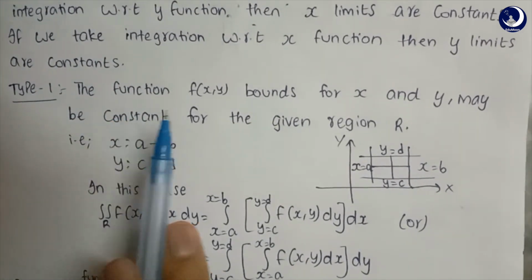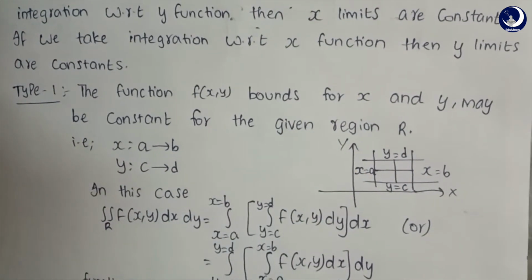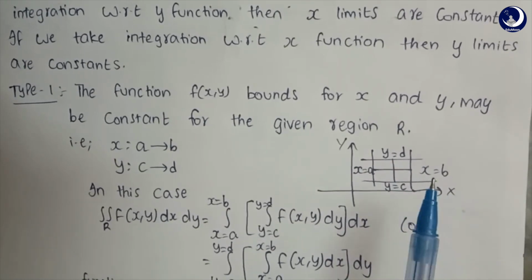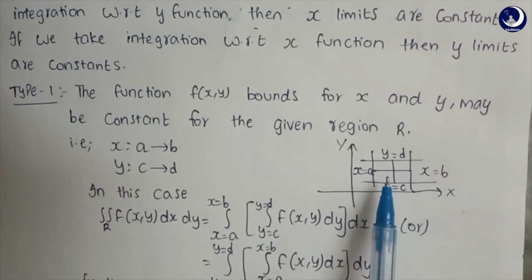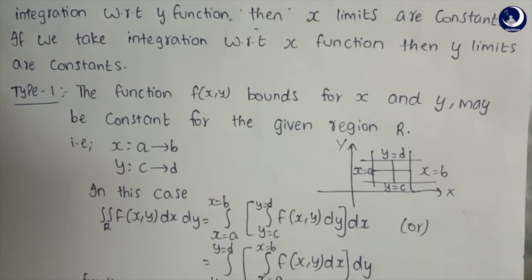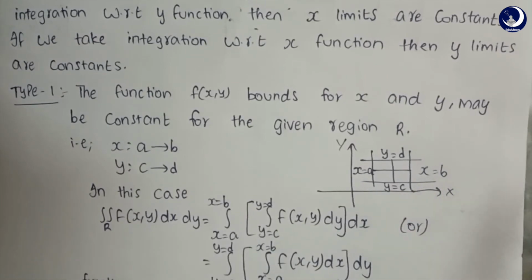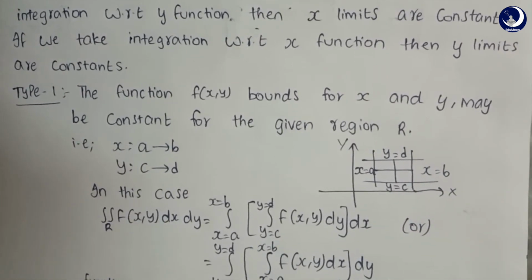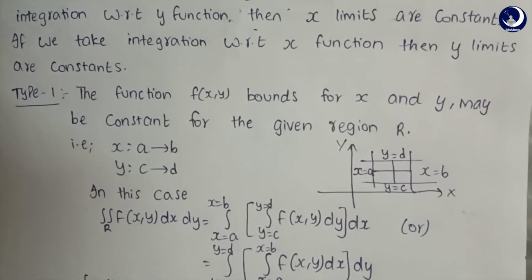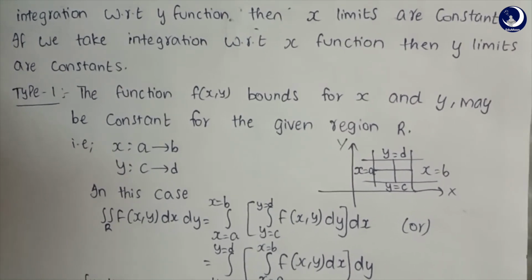Type 1: for the function f of x, y, the bounds for x and y are constants for the given region. Here in this diagram, it is a rectangular figure. That means we take constant numbers, x equal to a and x equal to b, and y equal to c and y equal to d. That means some numbers, say 1, 2, 3, 4. So in this bounded region we took constants, that means they are all numbers. For this function there are no variables in the limits, only constants.